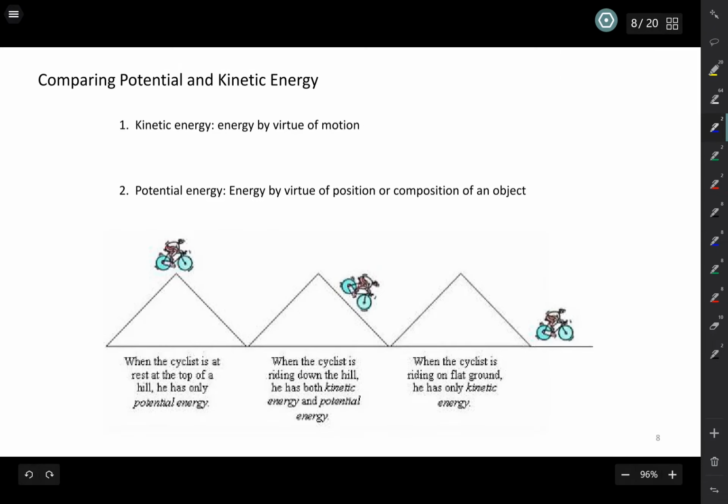So this is a comparison of kinetic and potential energy that I really like. If we have a cyclist that's at the top of a hill, but the cyclist is resting, water break or something like that, that cyclist has a lot of potential energy but no kinetic energy. When the cyclist is going down the hill, and they're actively moving down the hill, they have both kinetic energy and potential energy because they're still up. And then when that cyclist is down as low as they can get, but they're still moving, they have only kinetic energy.